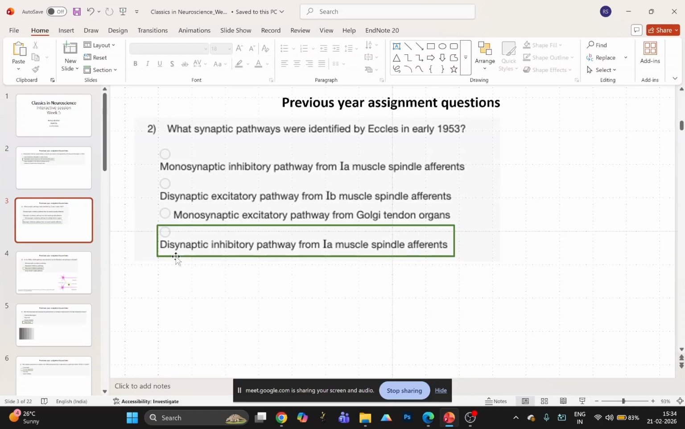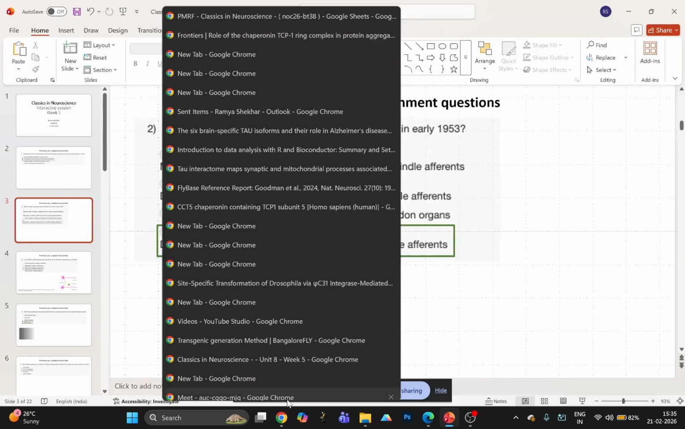And the final option, disynaptic inhibitory pathway from 1A muscle spindle afferents. Yes, because the 1A muscle spindle afferents are giving a disynaptic inhibitory pathway, although now we know it's oligosynaptic, but he identified it as a disynaptic inhibitory pathway from the 1A muscle spindle afferents to the antagonist muscles, right?